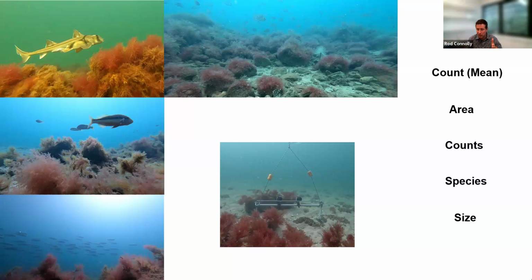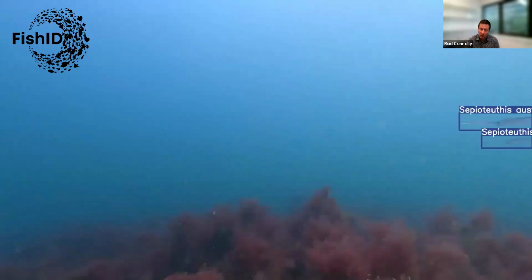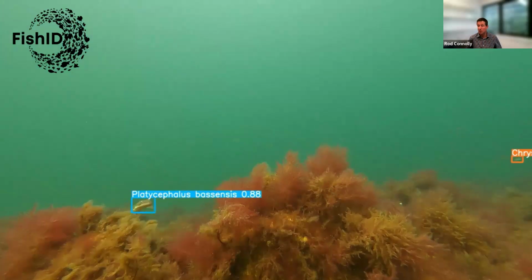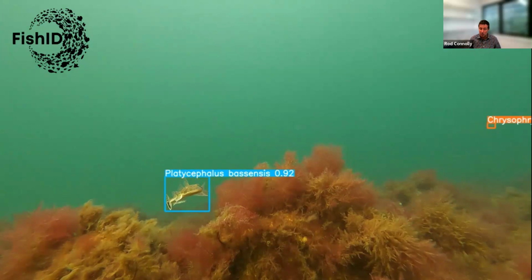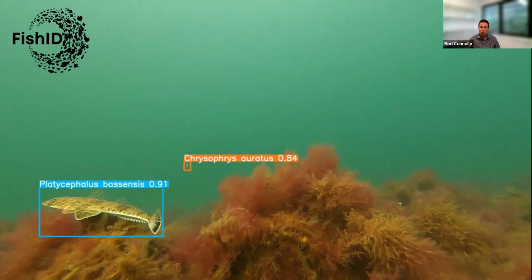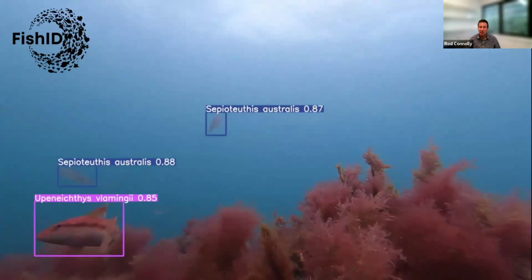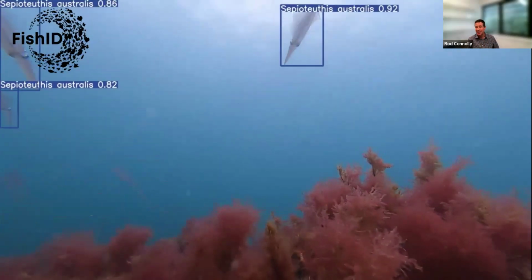And so with the computer vision, we can get as many counts as we like through the videos and then take the average. And all of that's done using the FishID processing pipeline. And I'm just going to show you a few seconds of what that looks like on these particular reefs. I said fish, but it includes the cephalopods as well, as you can see.